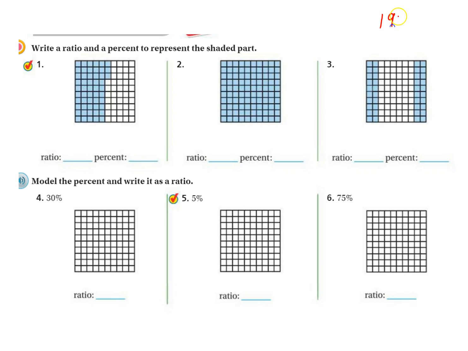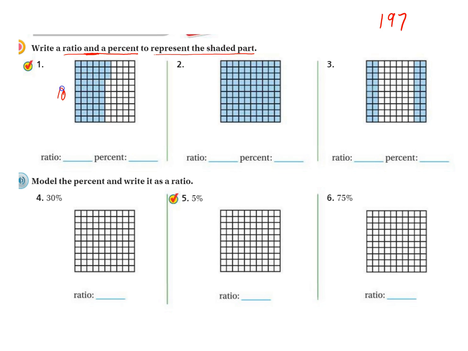Okay, now I'm on page 197 in the Go Math textbook. Follow along. It says write a ratio and a percent. So we're going to write two numbers, a ratio and a percent, to represent the shaded part.